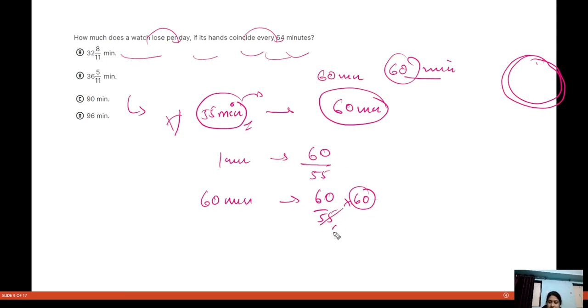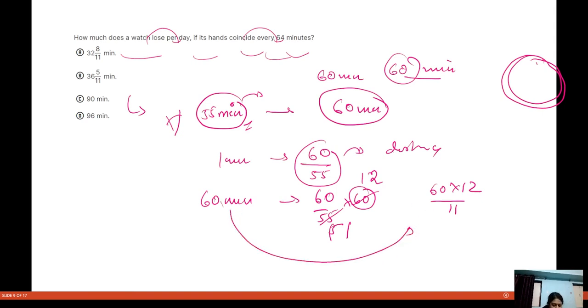First, let us just simplify this. You do this 5 times. This will become 5 times 11, and this will become 5 times 12. So we have here 60 into 12 by 11. So this is actually in 60 minutes how much we are able to travel, because in 1 minute relatively we are able to travel this much distance. So in 60 minutes relatively we are able to travel this much distance.